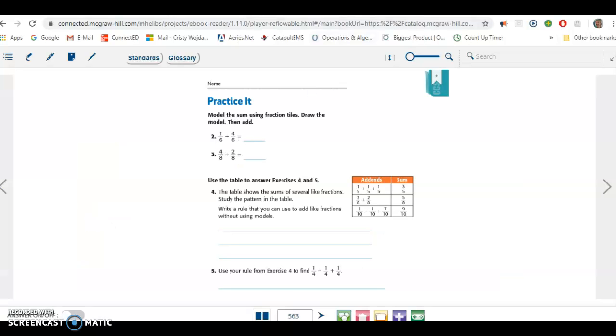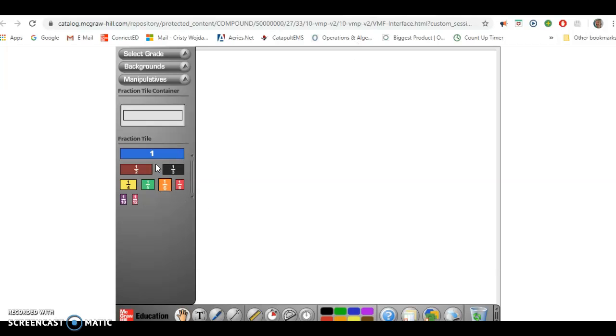I can select that, and then remember the problem was 1/6 plus 4/6. So I'm going to use my sixths, and there's 1/6, and then I'm adding 1, 2, 3, 4. And just to make it pretty, I'm going to line them up as much as I can. So I've got 1/6, and I'm adding 4/6 to it. So that gives me 1, 2, 3, 4, 5/6.